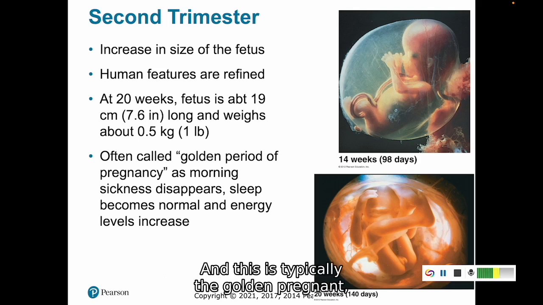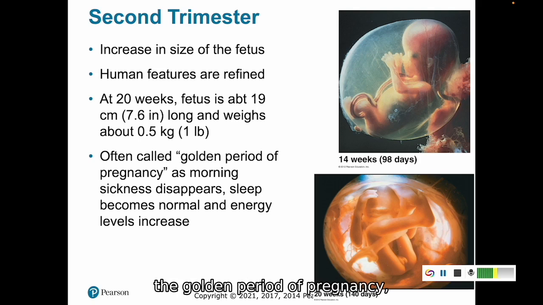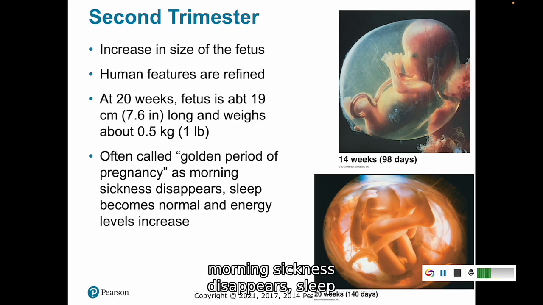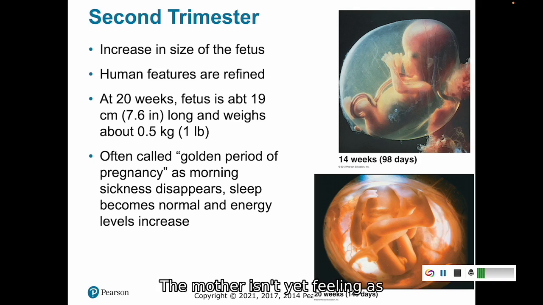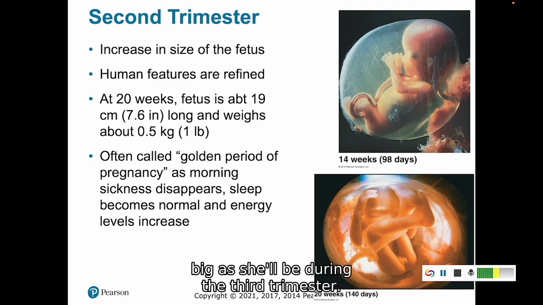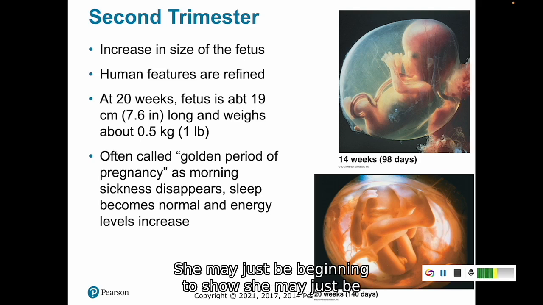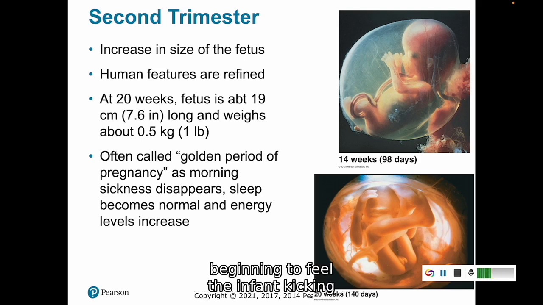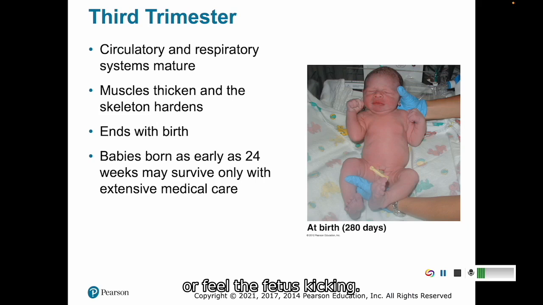And this is typically the golden period of pregnancy. Morning sickness disappears. Sleep becomes more normal. Energy levels increase. The mother isn't yet feeling as big as she'll be during the third trimester. She may just be beginning to show. She may just be beginning to feel the infant kicking or feel the fetus kicking.